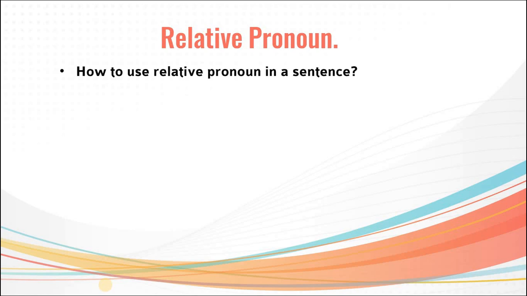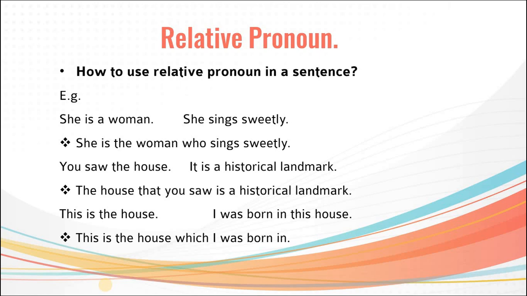How to use a relative pronoun in a sentence. For example, she is a woman, she sings sweetly. Now look at these 2 sentences. In the first, it says, she is a woman, she sings sweetly. Now, with the use of a relative pronoun, these 2 sentences are joined. We say she is the woman who sings sweetly. So in this sentence, who is called the relative pronoun. With the use of this who, you are joining 2 sentences.